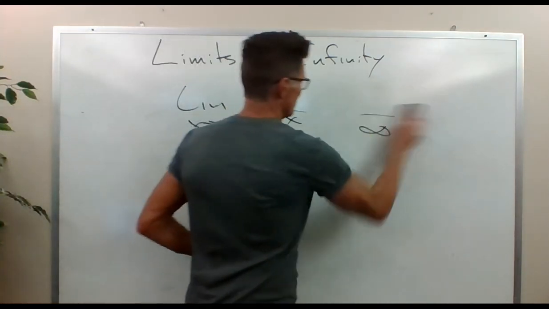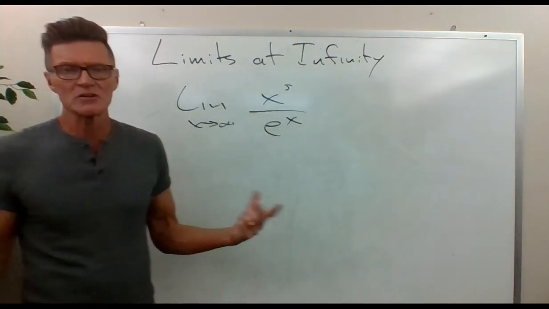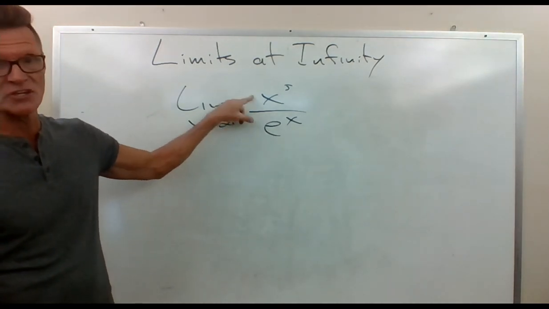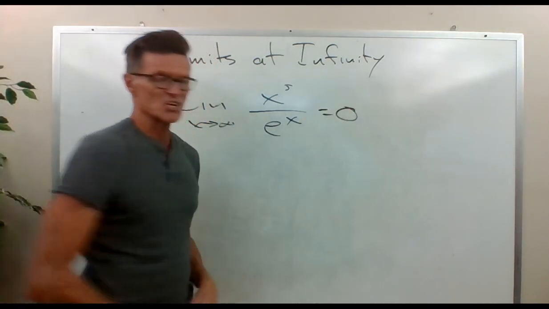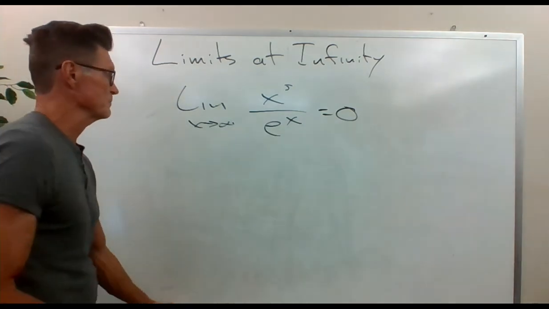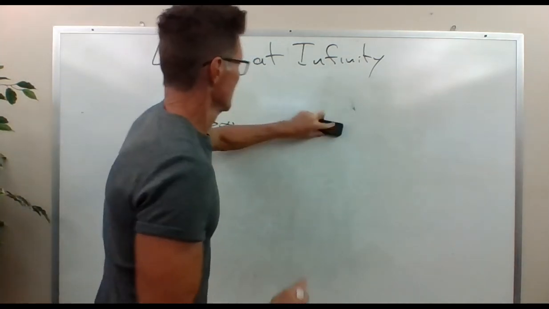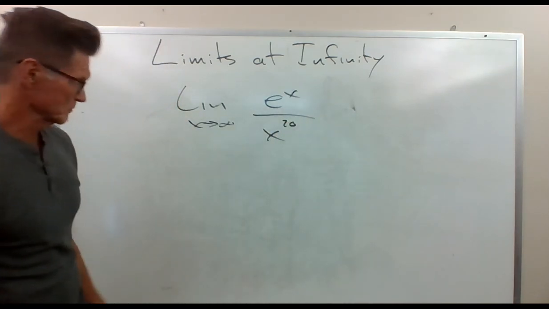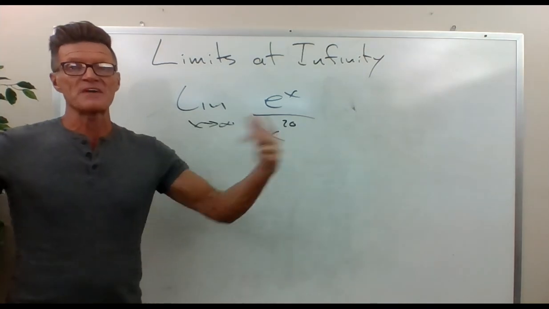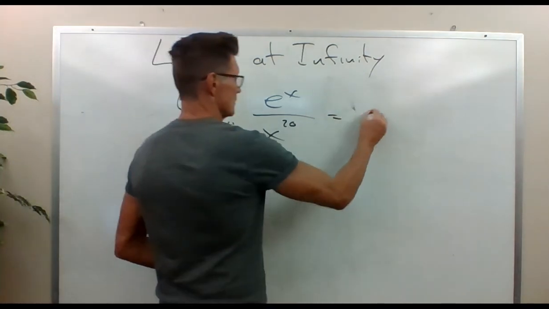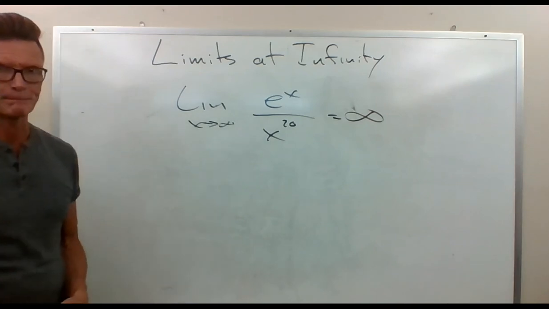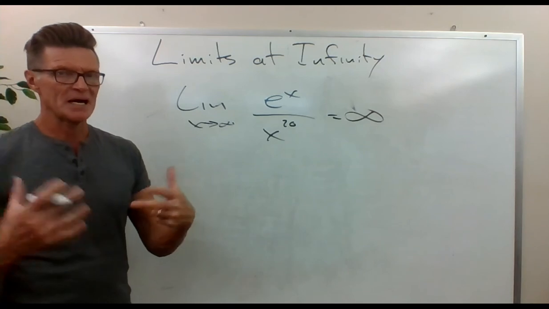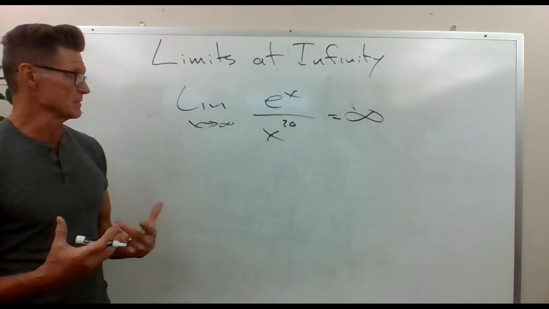So the short of it is, without doing anything algebraic, without using L'Hopital's rule, I look at this and say, well, the denominator is growing faster than the numerator. This limit is 0. Well, what would happen if it was the other way around? If we had e to the x over x to the 20th power. Now the numerator is getting larger faster than the denominator, so it's going towards infinity.